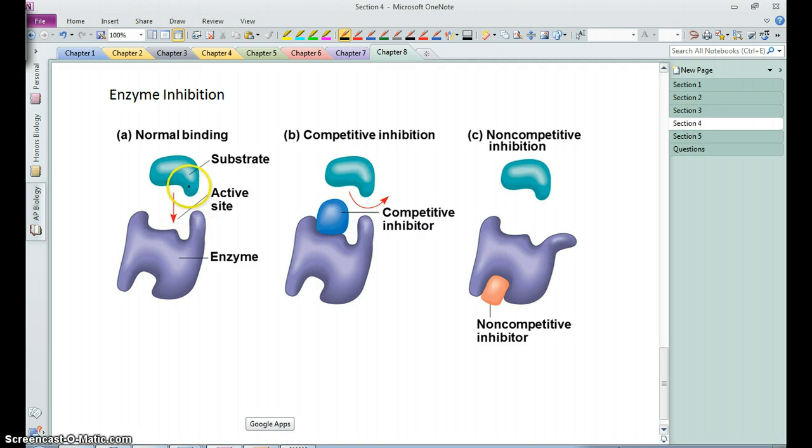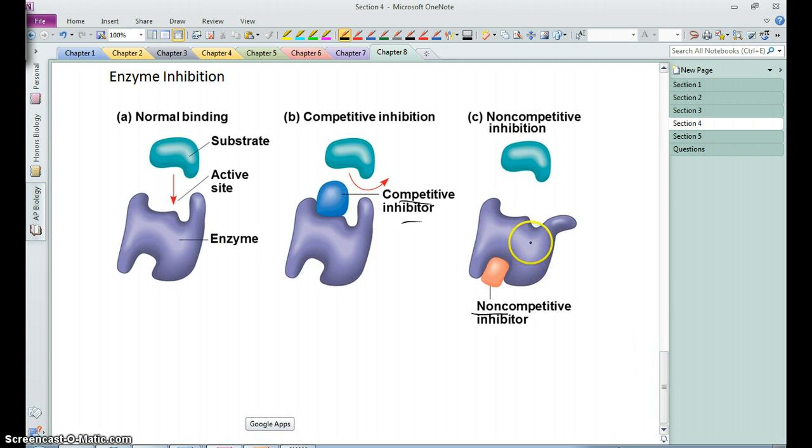So you've got the active site, and the substrate would normally fit in there just so and be acted upon. Well, sometimes other molecules can get into the active site and essentially block it. These are known as competitive inhibitors. Non-competitive inhibitors are compounds that attach somewhere else on the enzyme and change the shape of the active site, such that the substrate no longer fits in there properly.